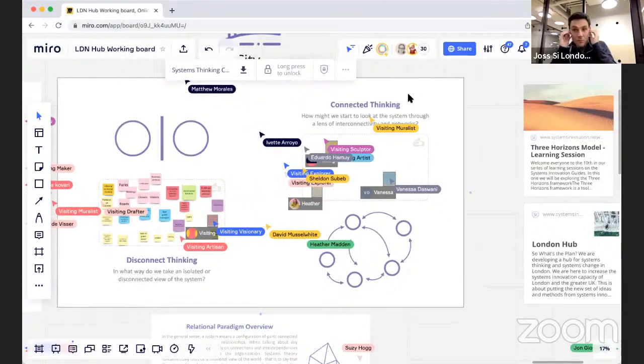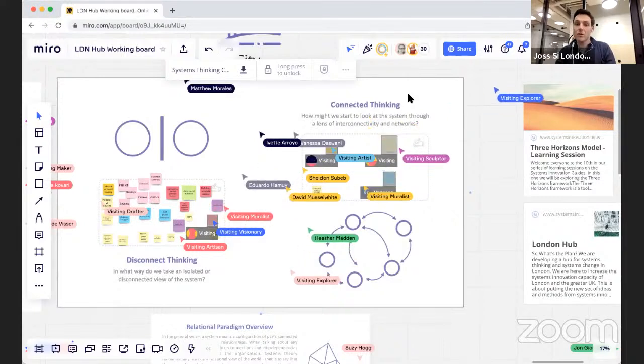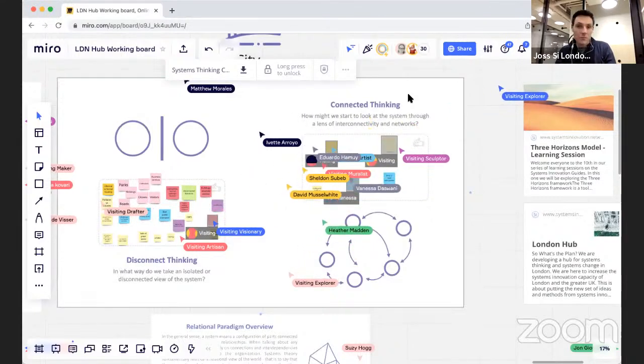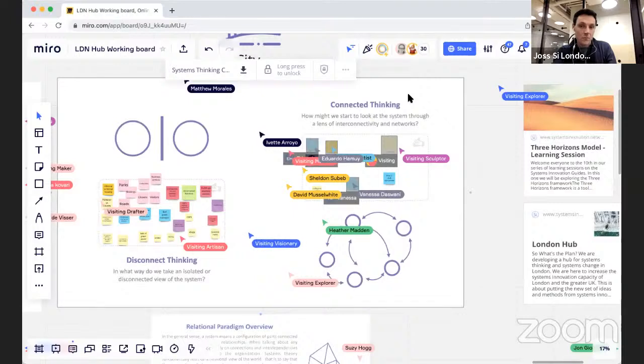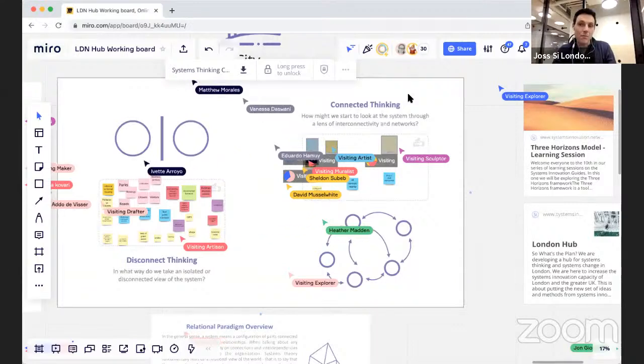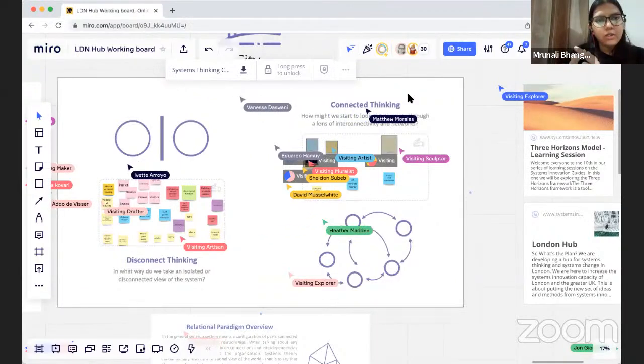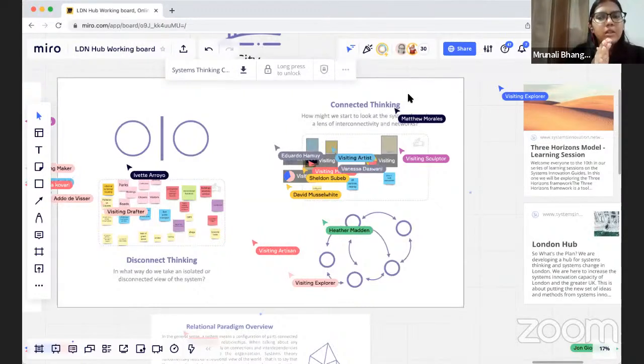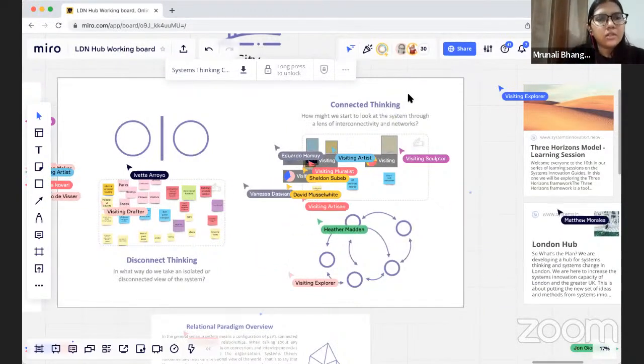We have two more questions. Should we take them now or later? Yeah, go for it now. Okay, the first one is: how do you show the interconnections between the elements of the system and the feedback loops in the canvas? How do you show them?